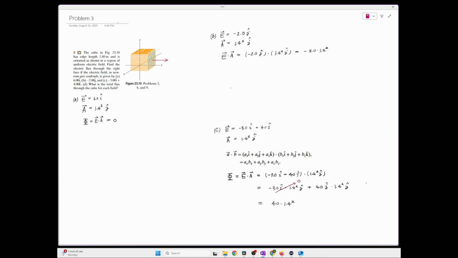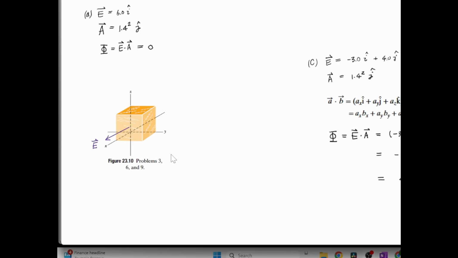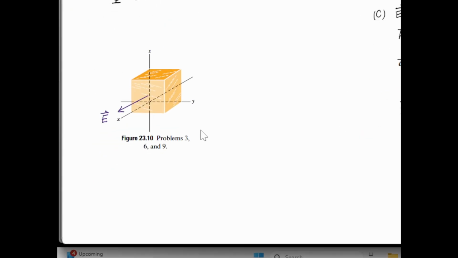And now let's move on to D. In part D, we're supposed to calculate the total electric flux for the three cases that we have looked at. So let's go back to part A, where the electric field has a magnitude of 6 and is pointing towards the x direction. In this new insert here, I have added the vector for the electric field. A field vector can also be drawn on the other side of the cube.